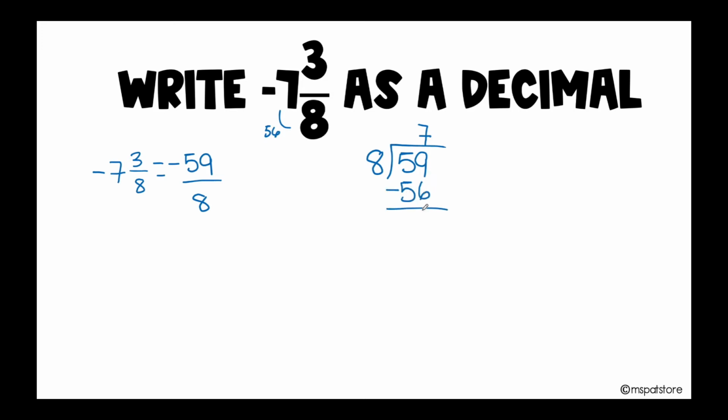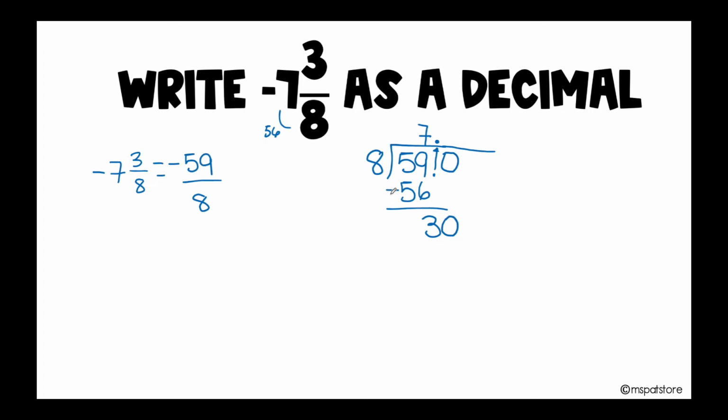59 minus 56 is equal to 3. Now I cannot leave it like that. I need to bring down one of the invisible zeros. I'm going to place my decimal point here and my invisible zero. Remember to move the decimal point, bring down this zero. So now I have 30.